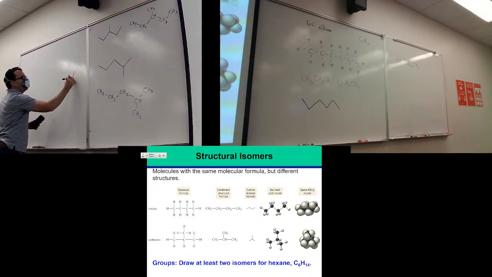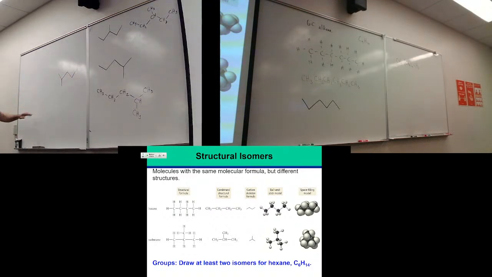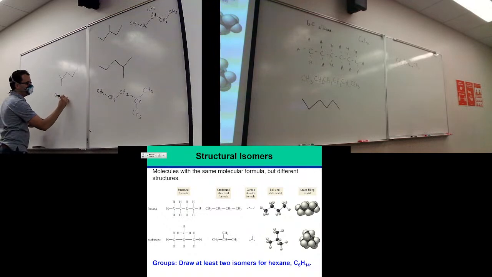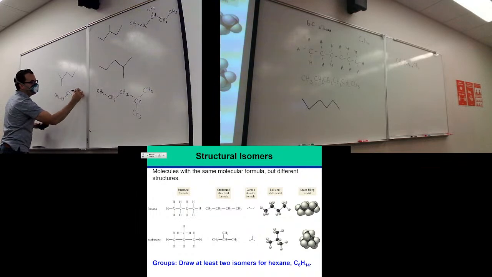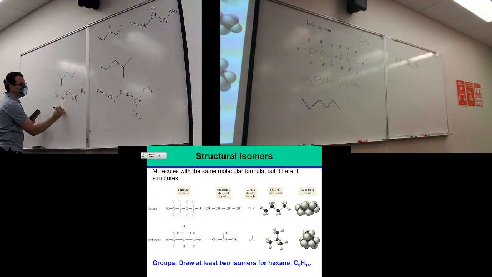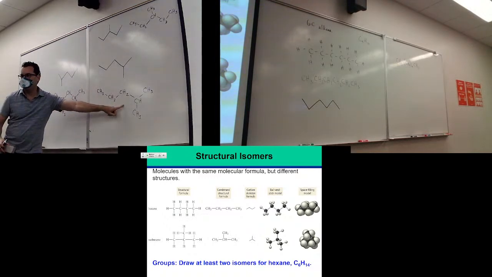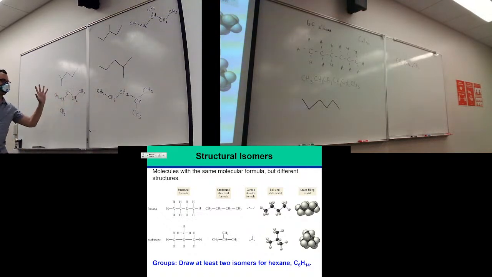Now, I'm going to draw a couple more. How about that one? So, is that one a different structure? Remember, these are 3D molecules, and to be a valid isomer, it has to be a different structure. It has to be connected differently. And this one is actually the exact same thing as this one. Because if I take this one and I rotate it, it's the exact same thing as this one in 3D, in space.